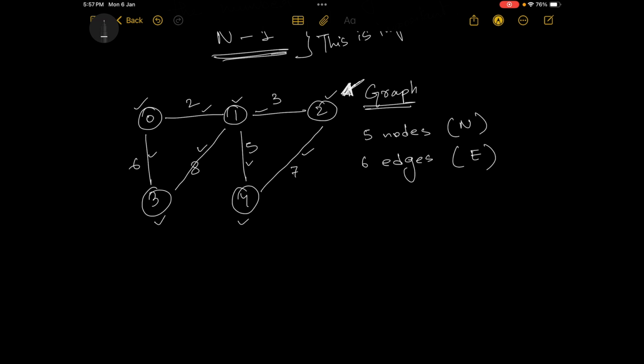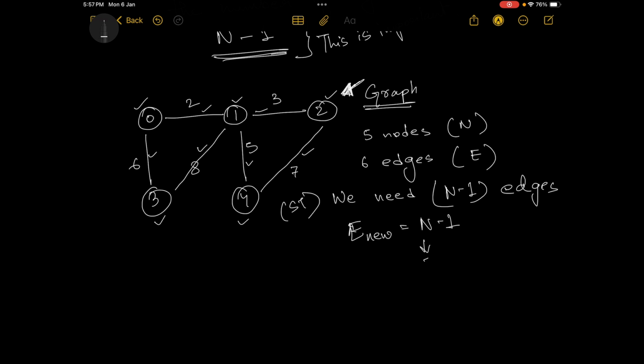So we can say that E, which means in order to convert this into a spanning tree, for spanning tree, we need n minus 1 edges. So E new for this spanning tree should be n minus 1, where n is equal to 5 minus 1. So E new should be equal to 4. Now this is very important, keep this in mind. Okay.